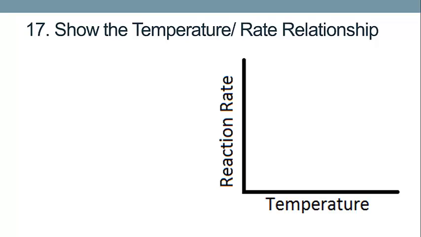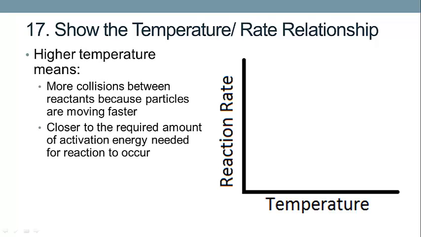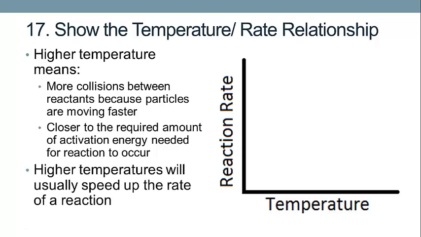Complete the graph to show the relationship between rate of reaction and temperature. So a higher temperature is going to mean more collisions between reactants because the particles are moving faster. This is going to put us closer to the required amount of activation energy needed for the reaction to occur. So higher temperatures will usually speed up a rate of reaction.